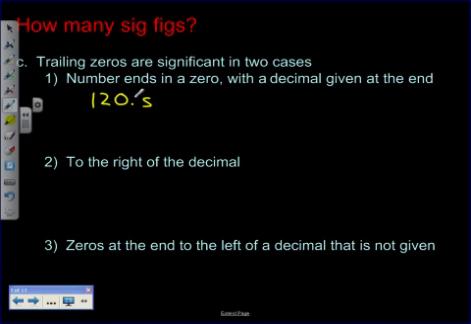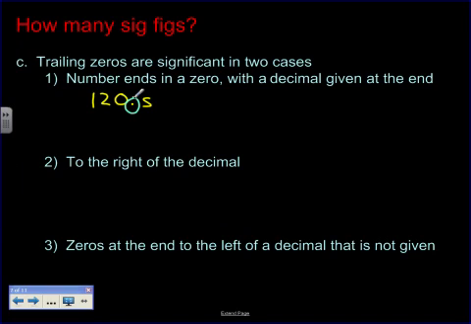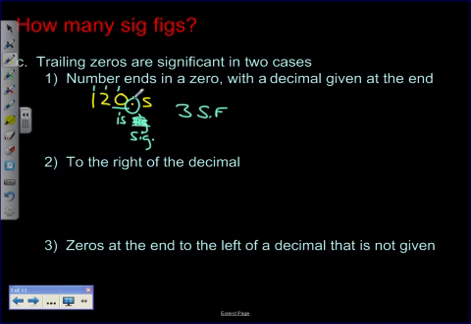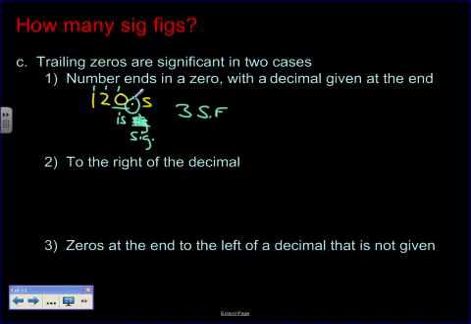Rule number one: if a number ends in a zero and there's a decimal given, then it's significant. So if you look at this 120, the decimal was already written there, not assumed. It's already given. That means that that zero is significant. That zero is there for precision. That tells me that my measurement is precise to the ones place, not just the tens place. So that means we got 3 sig figs in this particular case. That one's a little hard to find, but if the decimal is specifically given at the end of the number, it's there for a reason.